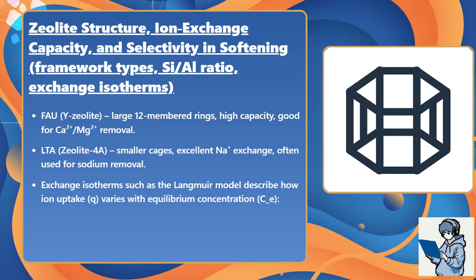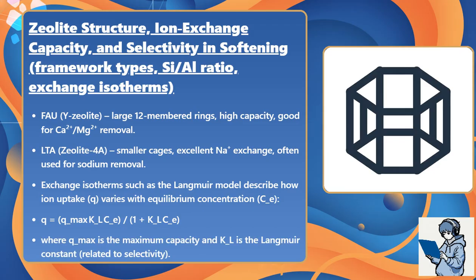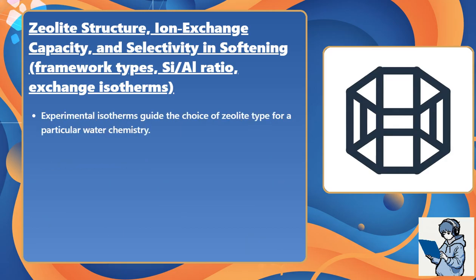Exchange isotherms such as the Langmuir model describe how ion uptake, Q, varies with equilibrium concentration, CE. Q equals Qmax times KL times CE divided by 1 plus KL times CE, where Qmax is the maximum capacity and KL is the Langmuir constant, related to selectivity. Experimental isotherms guide the choice of zeolite type for a particular water chemistry.